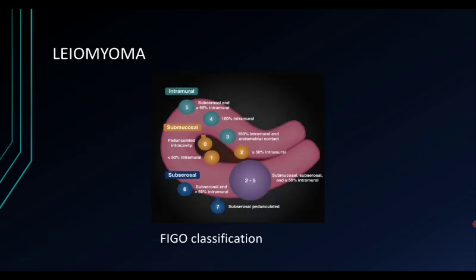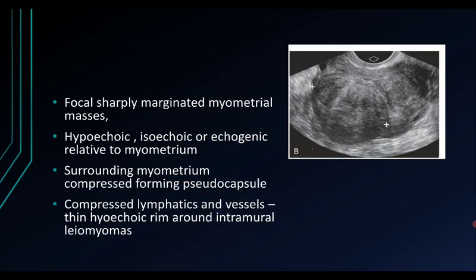In uterine pathology, the most common diagnosis is leiomyoma, that is fibroid of the uterus. As per the FIGO classification, it has various types. It can be intramural, subserosal, or have a submucosal component. How does a fibroid look in ultrasound? It is focal and sharply marginated. You can see here the margin, focal and sharply marginated.